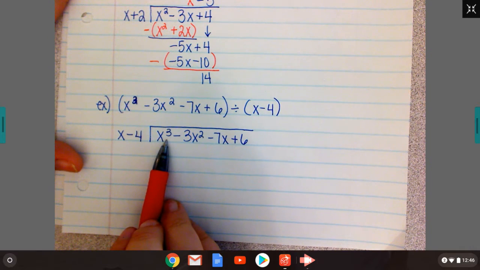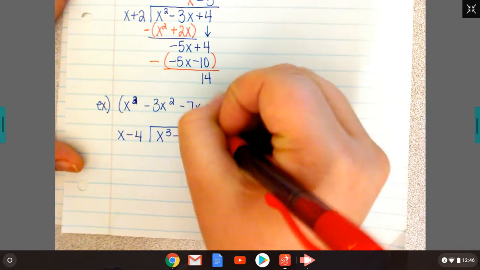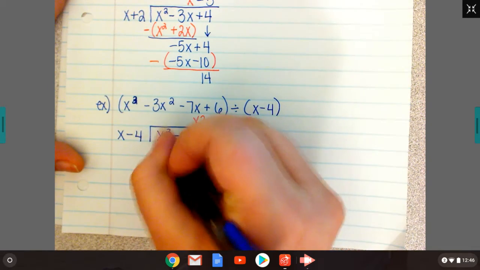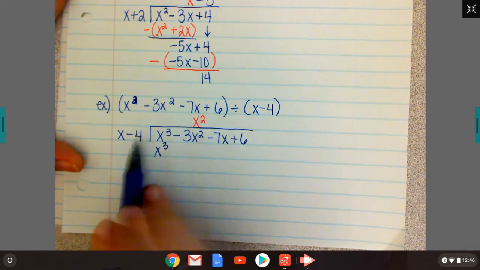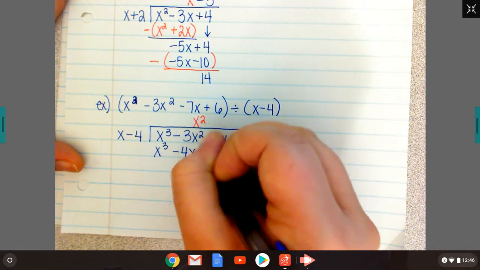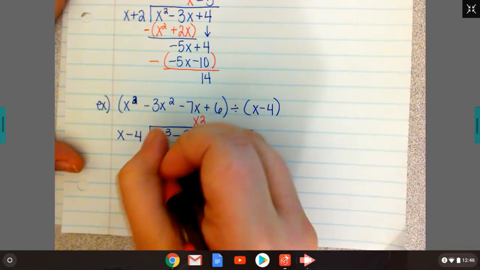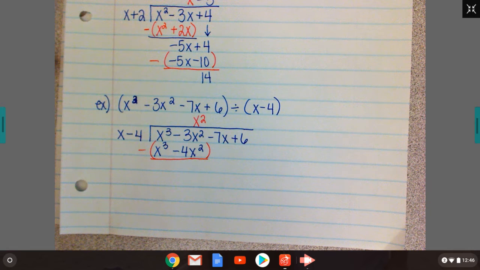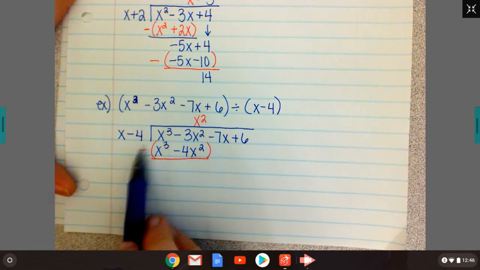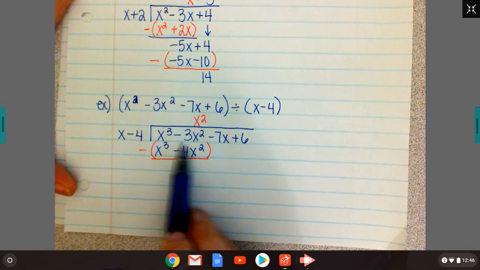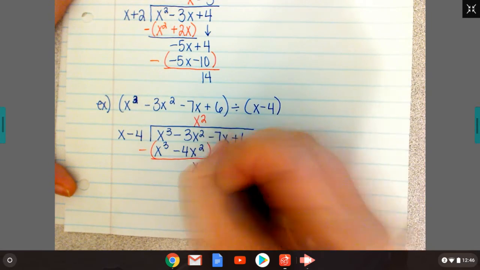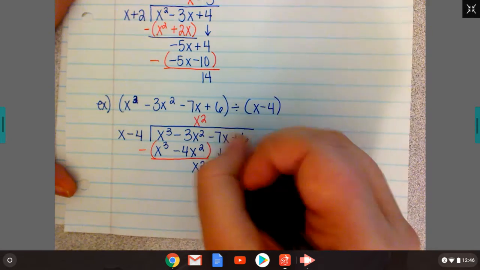X times what is x cubed? It's x squared. And then let's see, x squared times x is x cubed. X squared times negative 4 is negative 4x squared. And then I can subtract off that whole piece. Once you get back into the long division groove, it's kind of nice to just chug along and keep going there. X cubed minus x cubed goes away. Negative 3x squared minus negative 4x squared is like a plus, so that'd be plus x squared or just x squared. Drop down our next term.